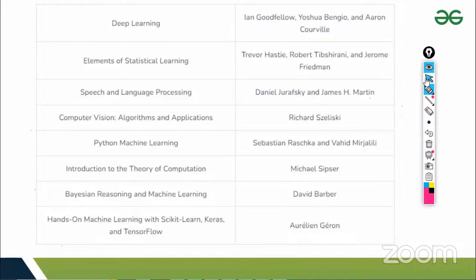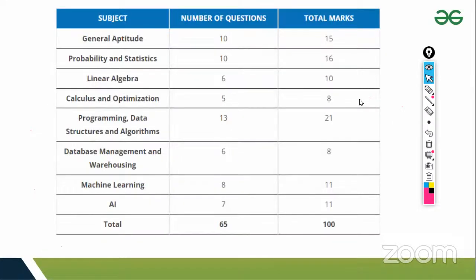Okay, the last part I'm going to discuss is last year's question paper. There, general aptitude was asked in 10 questions, 15 marks. Probability and statistics, 10 questions, 16 marks. Linear algebra, 6 questions, 10 marks. Calculus, 5 questions, 8 marks. Programming and data structures, 13 questions, 21 marks.